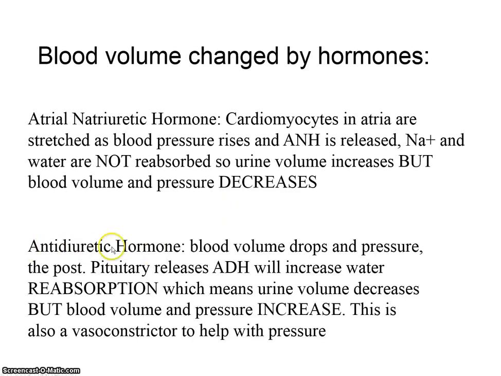So antidiuretic hormone, anti-peeing hormone: when blood volume drops, you've lost fluids, and therefore blood pressure drops, the posterior pituitary releases ADH, which will increase water reabsorption. This is particularly targeting those intercalated cells in the collecting ducts. And it means urine volume decreases, because we are losing less since we are reabsorbing more water. But blood volume and pressure increase, because I said you're going to see opposites in what happens to urine and blood. Decrease there, increase here. This is also a vasoconstrictor to help with pressure.